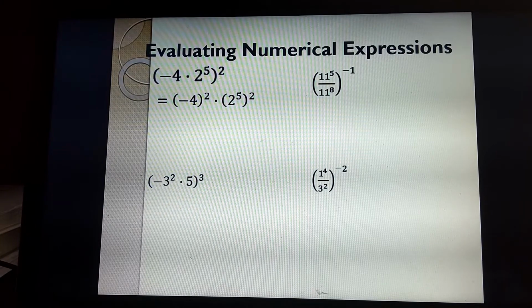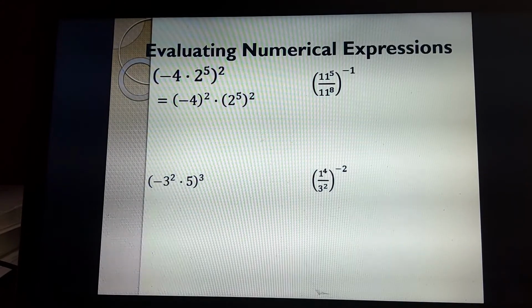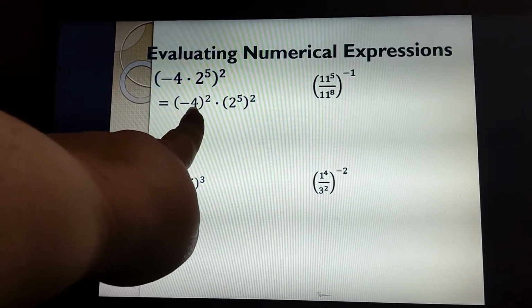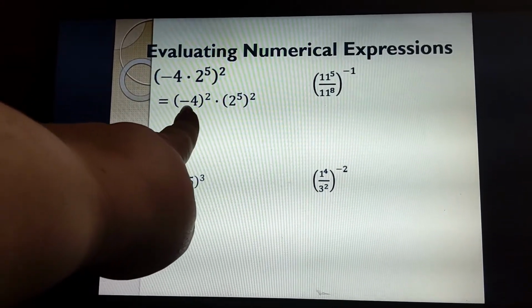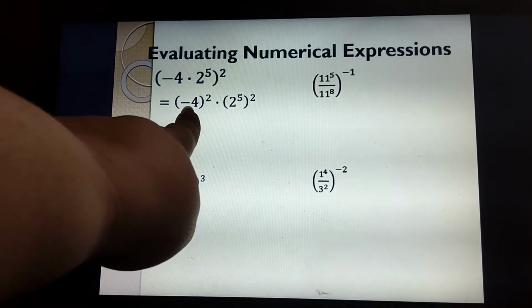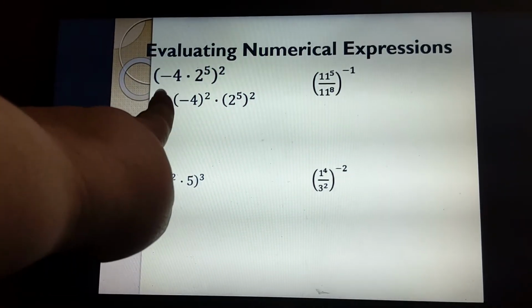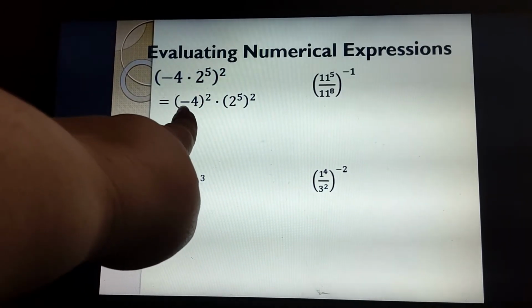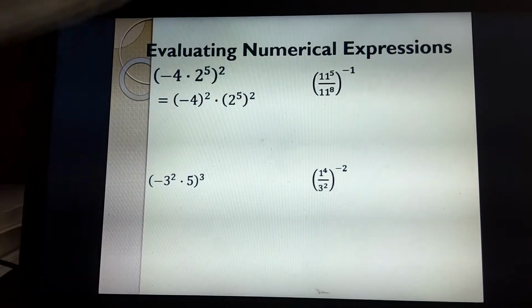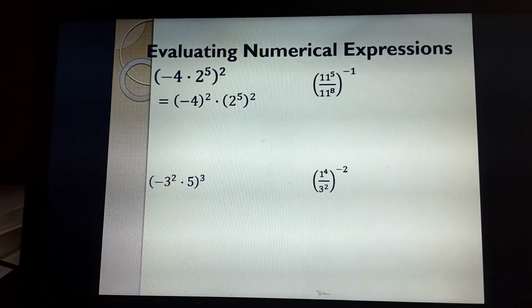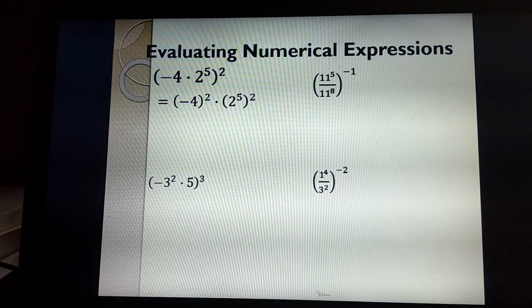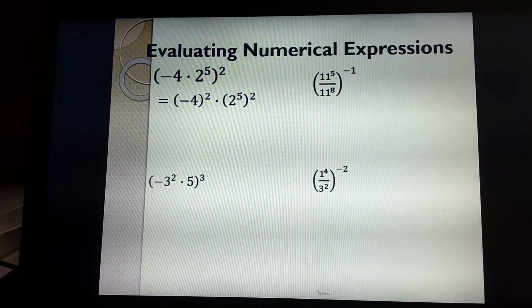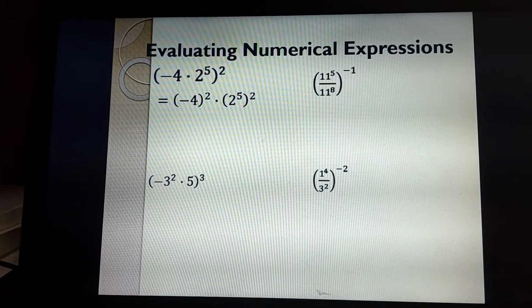So all I've done is rewrite it the way it looks. Notice I still have parentheses around that negative 4. Because remember, this says take negative 4 and square it. Negative 4 times negative 4 is positive 16. If I don't have those parentheses, it says square the 4 and then make the answer negative. So I would get negative 16. Your parentheses make a huge difference here. Do not forget them. Okay, so we already went over that negative 4 squared is 16.